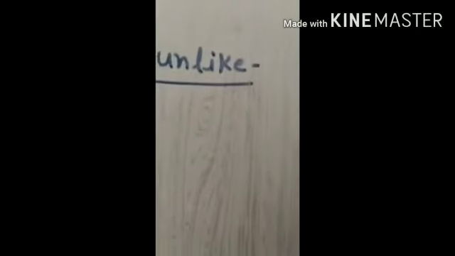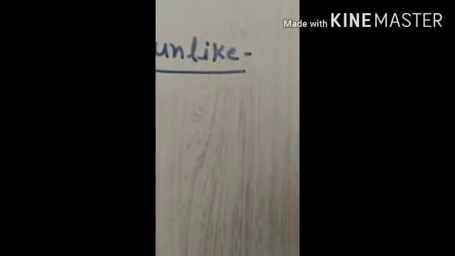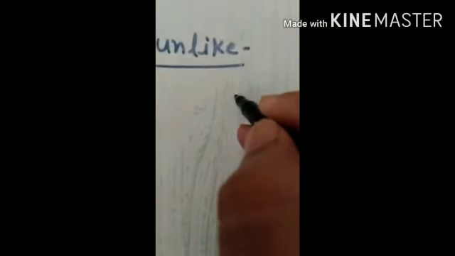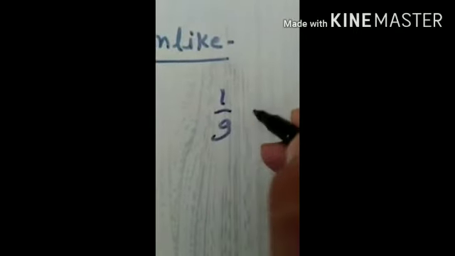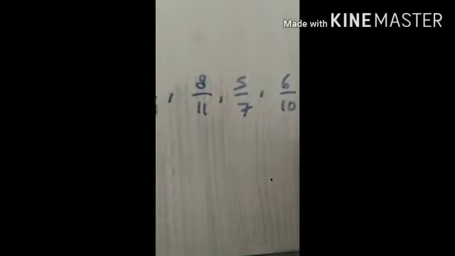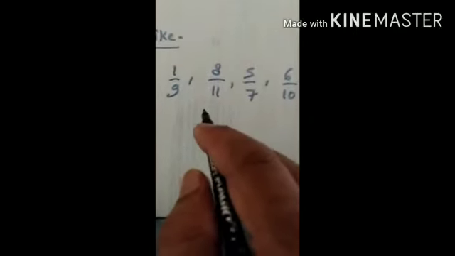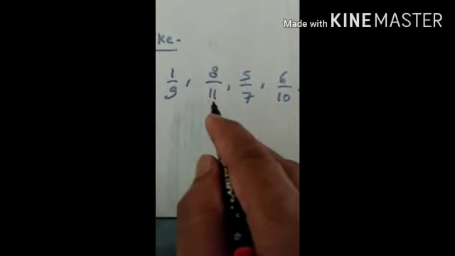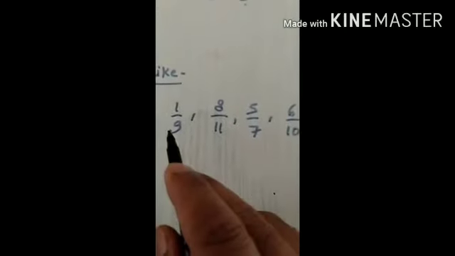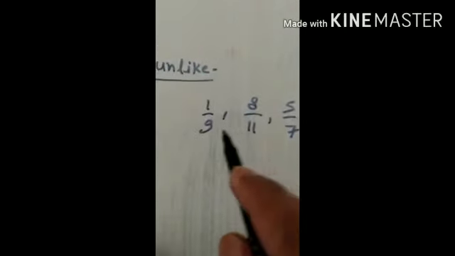Next, unlike fraction. Two or more fractions having different denominators are called unlike fractions. For example, 1 by 9, 8 by 11, 5 by 7, 6 by 10. In these fractions, all have different denominators like 9, 11, 7, 10. So these fractions are called unlike fractions.